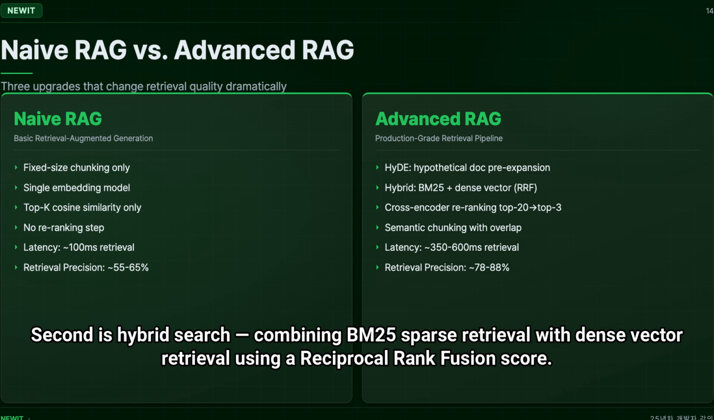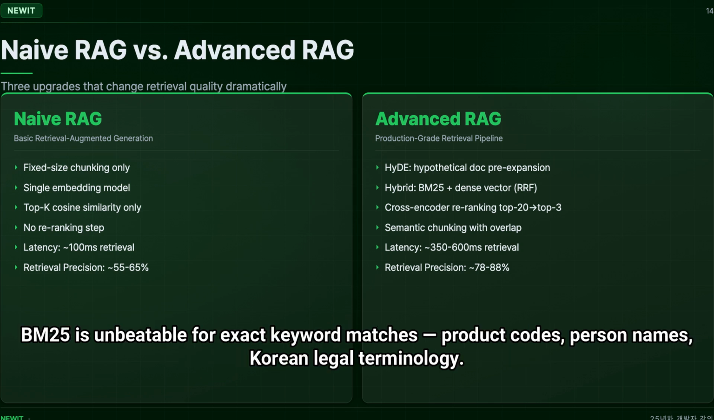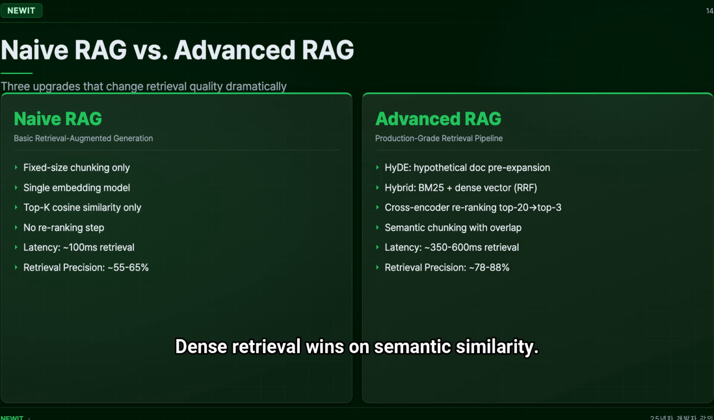Second is hybrid search, combining BM25 sparse retrieval with dense vector retrieval using a reciprocal rank fusion score. BM25 is unbeatable for exact keyword matches, product codes, person names, Korean legal terminology. Dense retrieval wins on semantic similarity. In production at Naver scale, you need both.